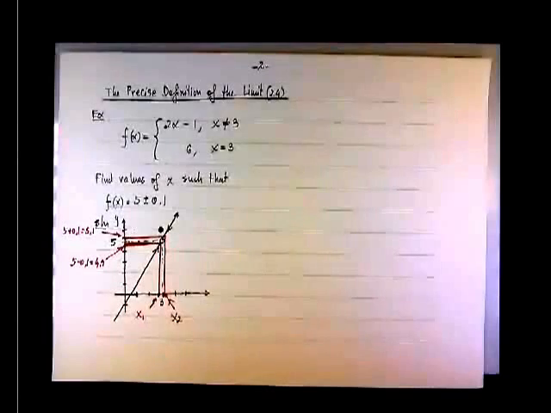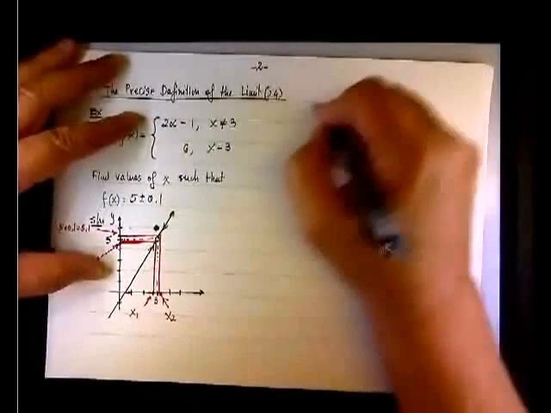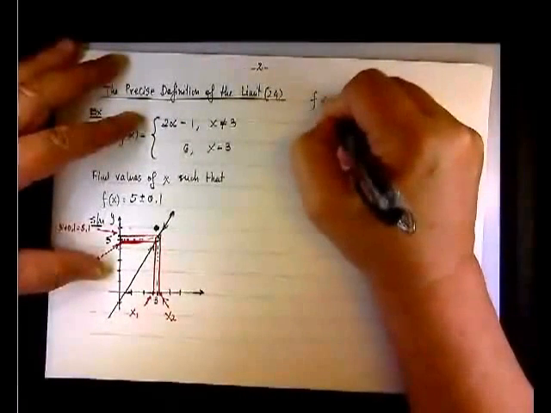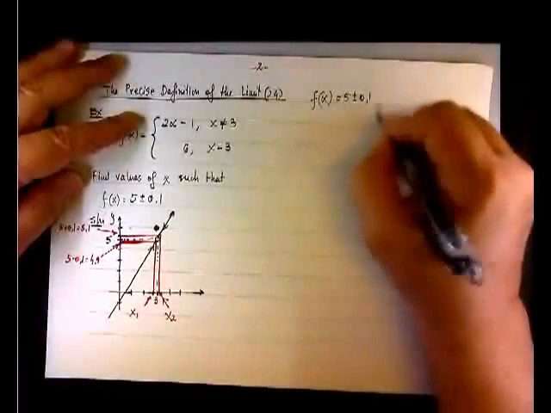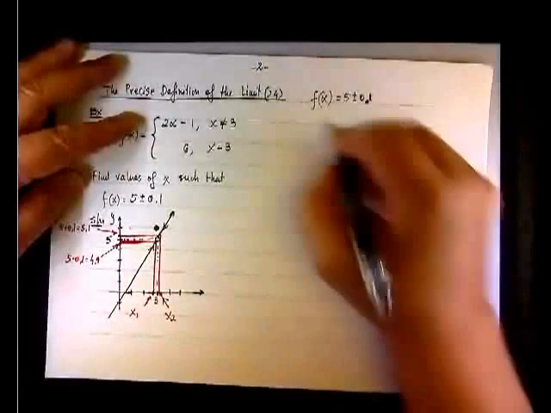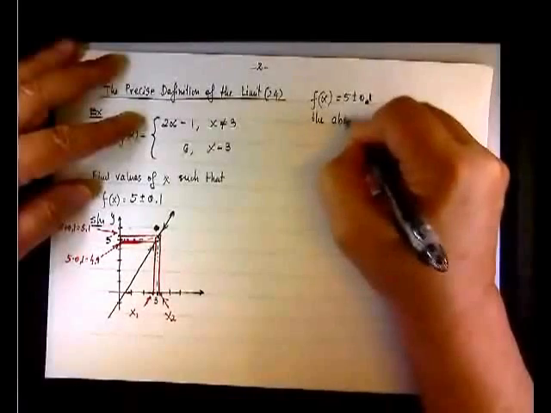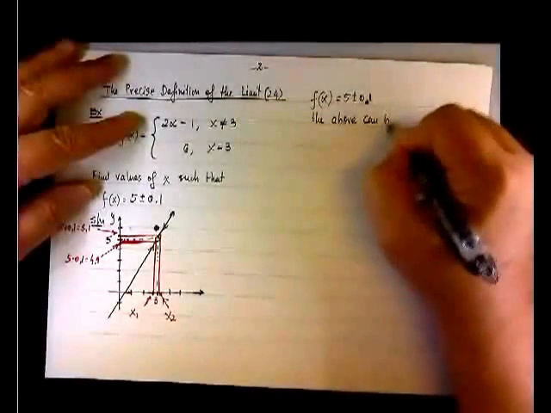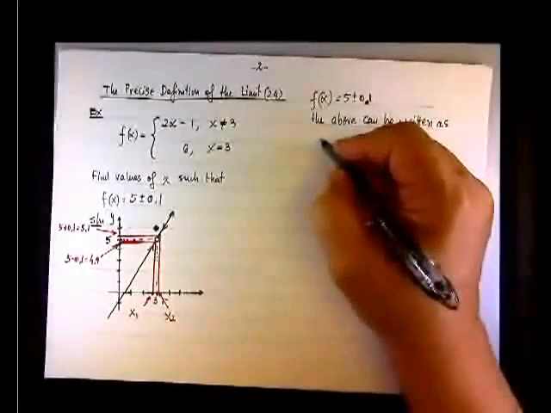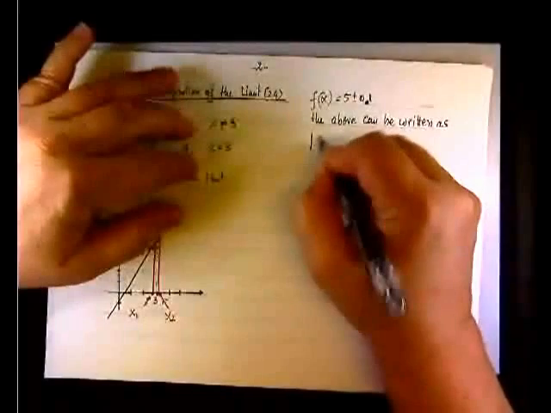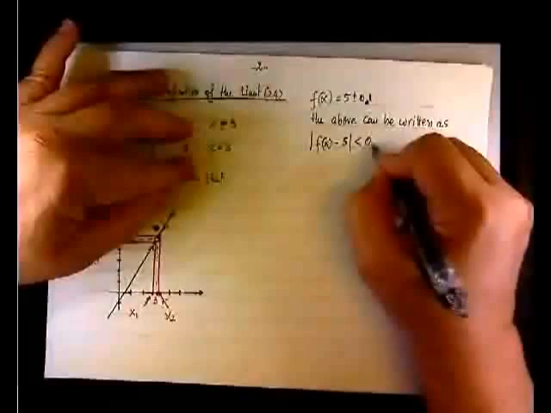Okay, now, formally, or in a formal manner, we're going to write, we want f of x to equal 5 plus or minus 0.1. Another way to write it, the above can be written as the following. We can say that we want the absolute value of the difference between f of x and 5 to be within 0.1.